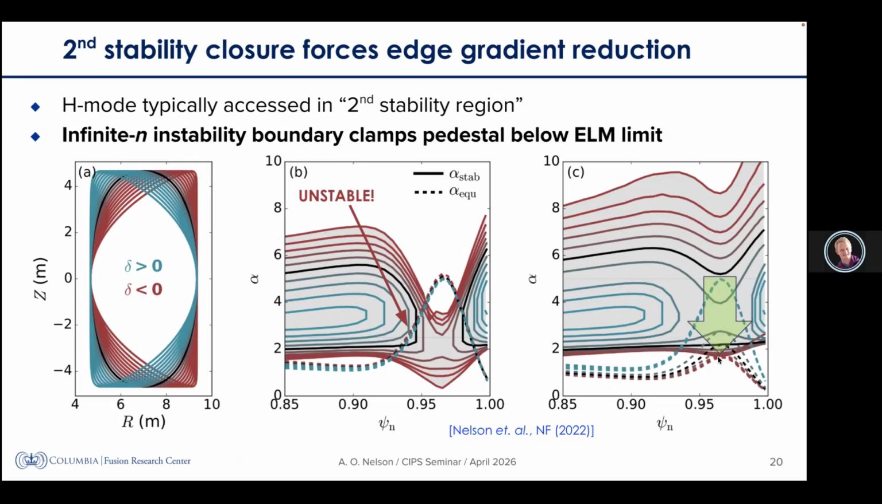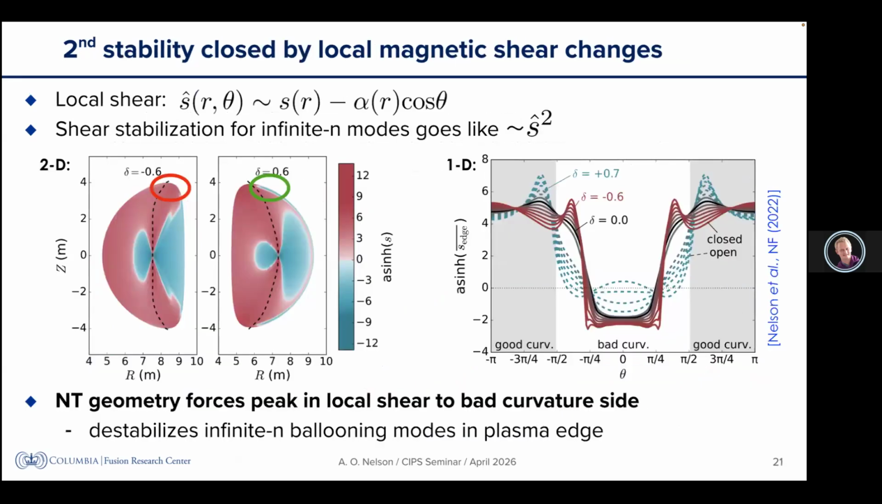And you can actually trace this back in the ballooning equation to shear. It all just comes back down to magnetic shear in the edge. So we can define our local shear, something like this, as magnetic shear and pressure gradient with the cosine of the toroidal angle. A little bit irrelevant, but the stabilization for these ideal ballooning modes, this is the relevant part, goes like shear squared. So if I have very large shear or very low shear, I will be stabilizing infinite ballooning modes, getting rid of that instability boundary and letting my pressure gradient grow very high.